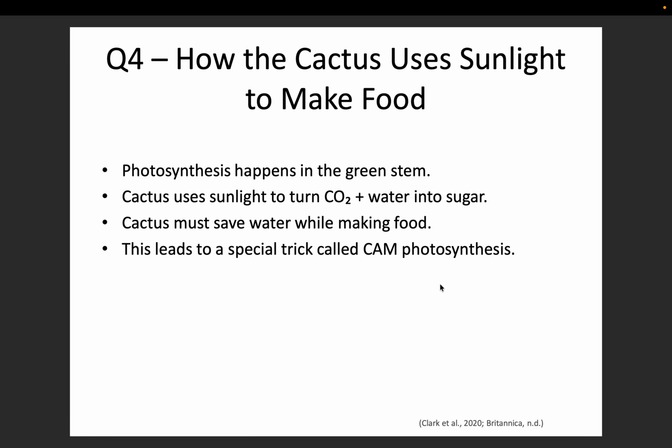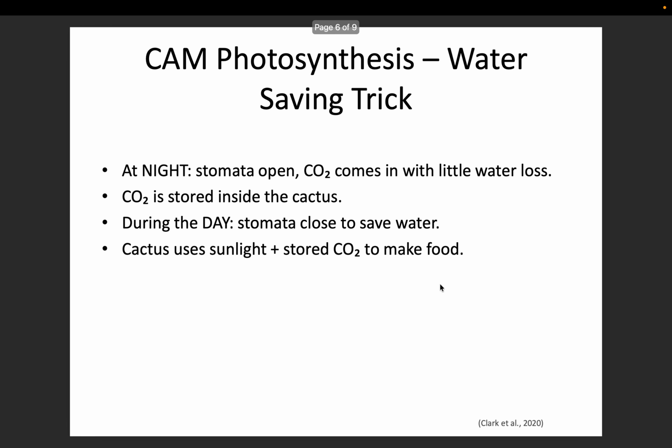But here's the problem. When a plant takes in carbon dioxide, it has to open tiny pores called stomata. And when these pores are open, water escapes. In the hot desert, losing water is dangerous. So the cactus needs a special trick to solve the problem, and the trick is called CAM photosynthesis. Okay, the next slide is CAM photosynthesis, the water saving trick.